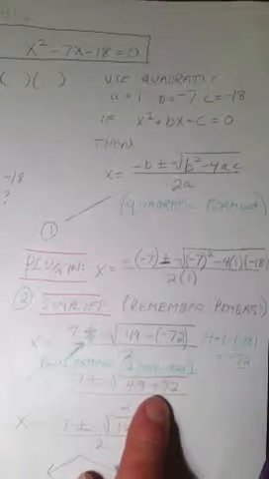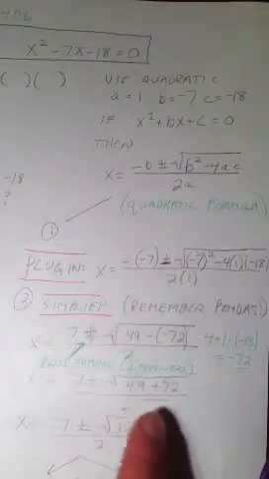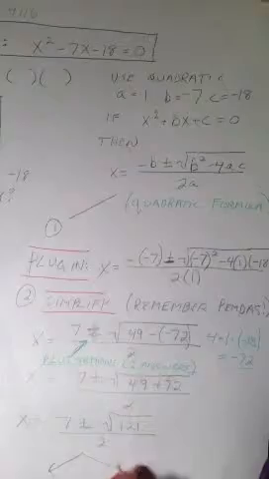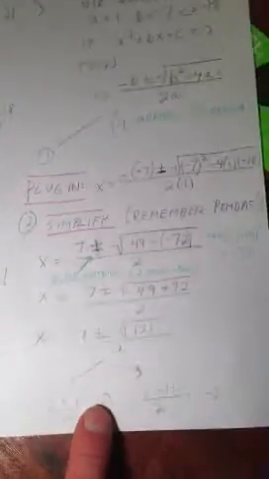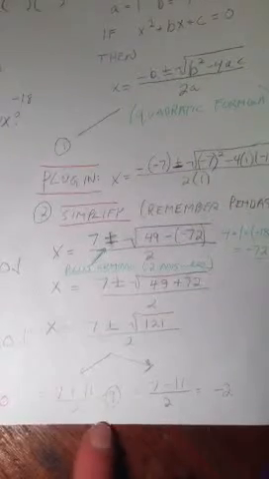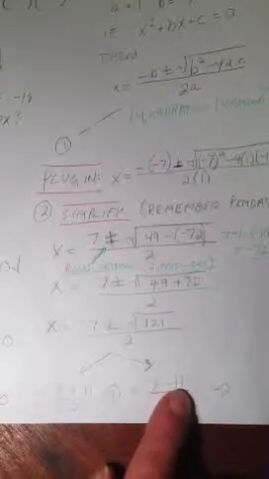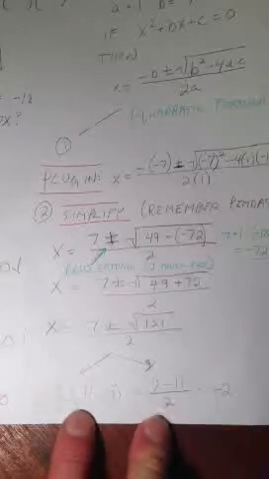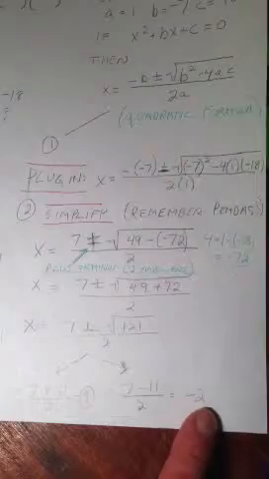And after we take care of that, we still have a plus or minus to deal with. 7 plus or minus the square root of 121, all that stuff over 2. So this is where we come up with 2 different answers. It becomes 7 plus 11, 7 minus 11, both over 2. So 7 plus 11 over 2 is 9. 7 minus 11 over 2 becomes negative 2.